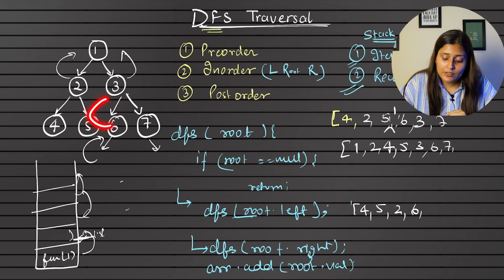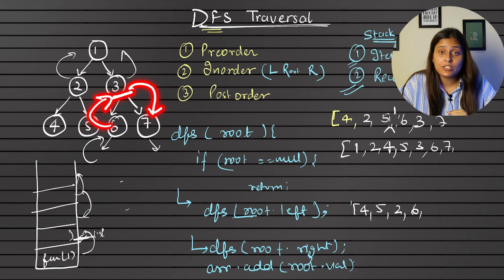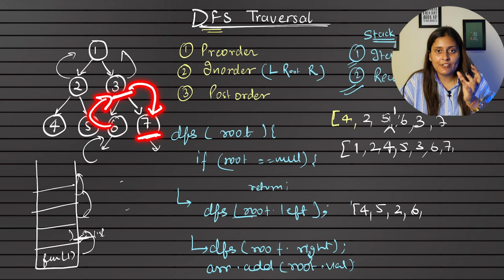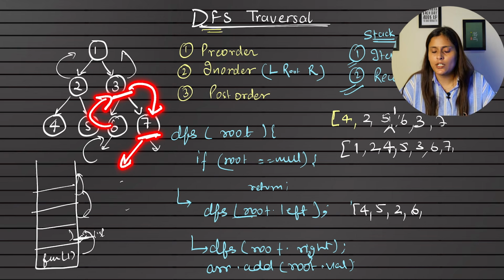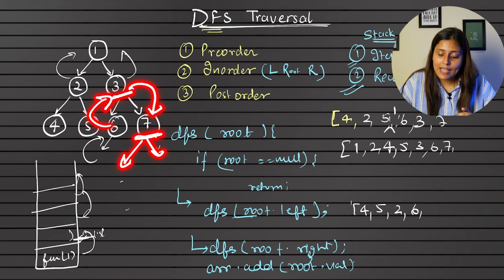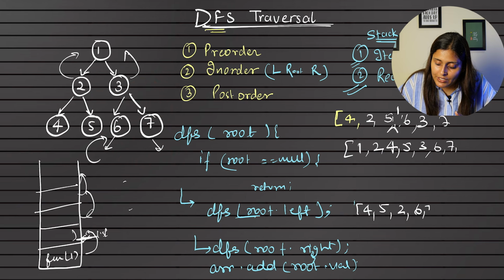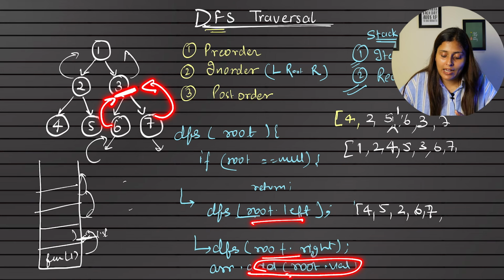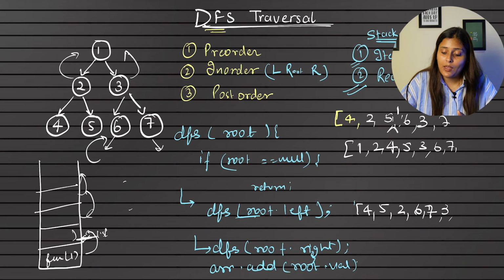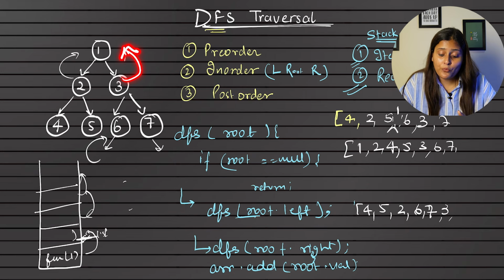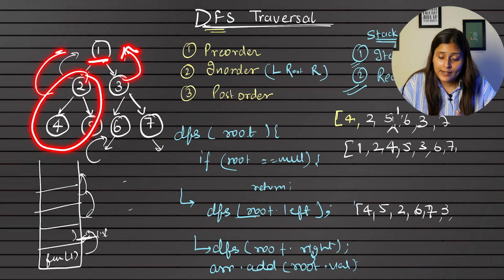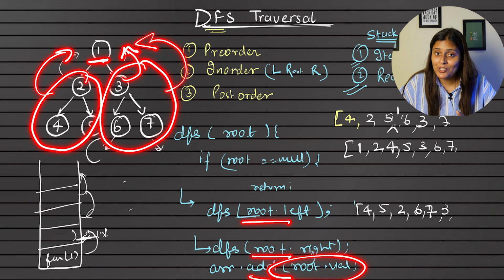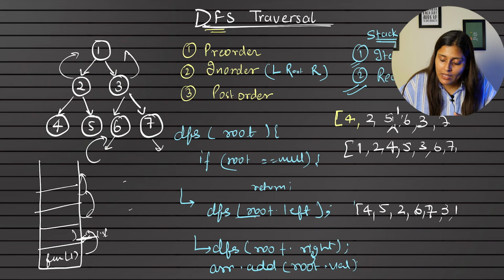Now 6 is nothing but 3's left, got returned, but we have to check 3's right also. So for 3's right, 7 is root. We'll go for 7's left, return, 7's right, return. Now it's time for 7's priority, so we'll add 7 here, done. Now 3's left has been returned, right has also been returned. So now it's time for 3's value to get added. So we'll add 3, but now 3 will also get returned. So for 1, left has been added and returned, right has been added and returned. So now it's time for root value, which is 1. So that's what Postorder Traversal says.